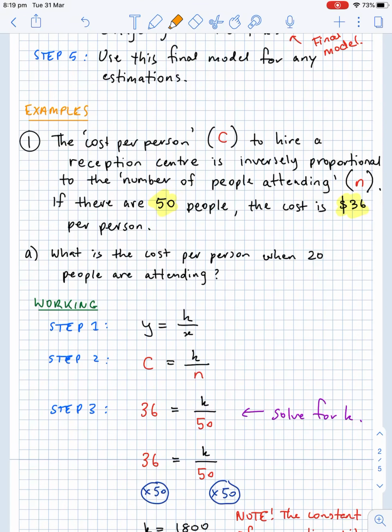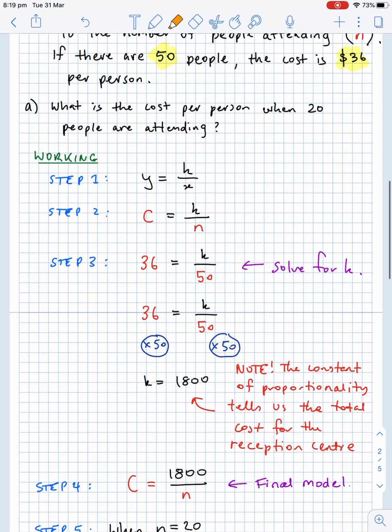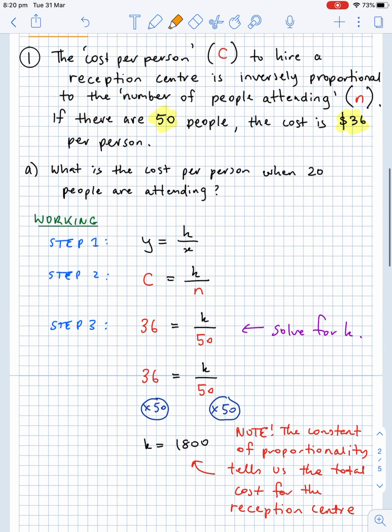So this is what I mean by the information. They've got to give you something to work with. So this is our information down here. Okay, so question A, what is the cost per person when 20 people are attending? Well, we know the cost when 50 people are attending, but what about when we have 20?